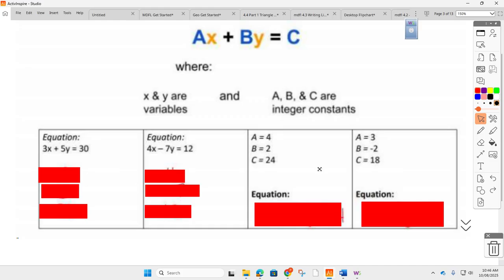All right, so this is standard form. AX plus BY equals C, where X and Y are variables and A, B, and C are integer constants. What is an integer? You guys remember? Don't be shy. If you think you know, say it. Who cares if you don't remember? It's a vocab word. Well, I'll remind you.